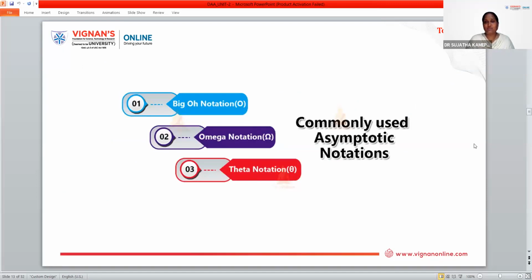So what are the major asymptotic notations? The commonly used asymptotic notations in computer science are big O notation, omega notation, and theta notation. Here you can see the symbols we use for the representation of these notations: big O, this is omega, and this is theta notation. Now we will see each and every type of notation, how it is mathematically represented, how it is graphically represented, and what the example for that representation is.